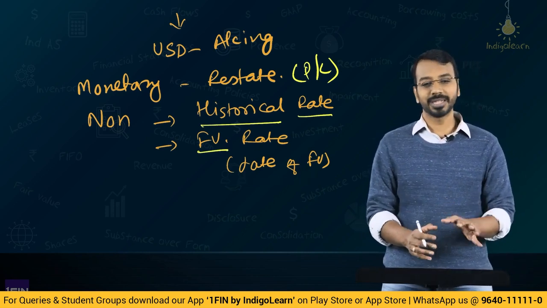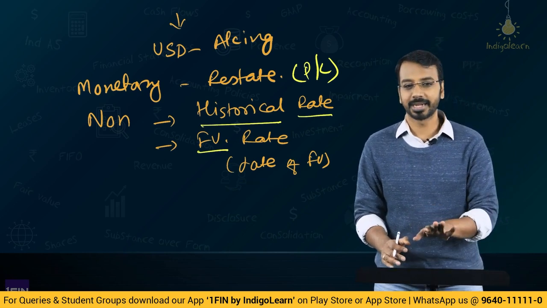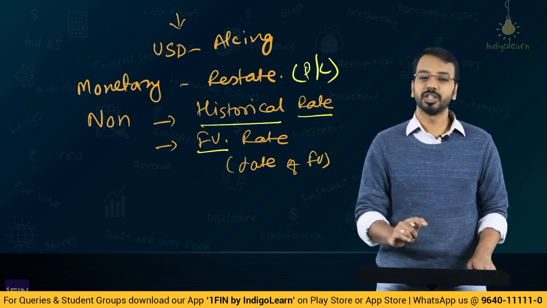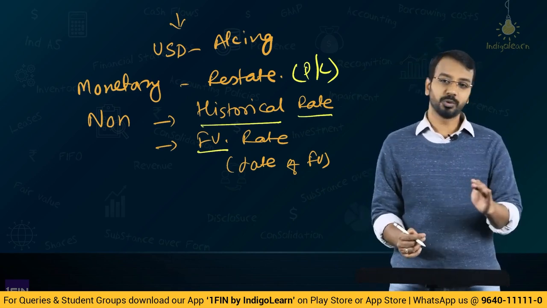For non-monetary items, you will check where the gain or loss of those non-monetary items is taken to. If it will be taken to P&L, you will take it to P&L. If it is taken to OCI, you will take it to OCI.